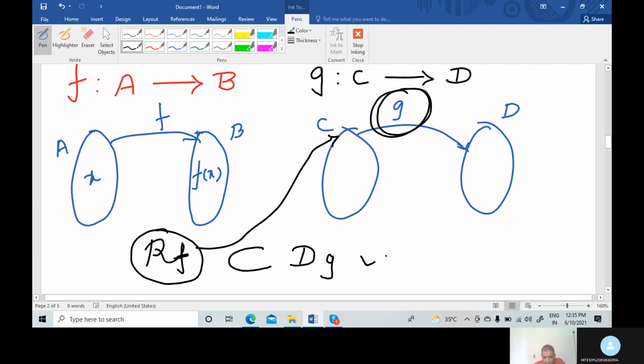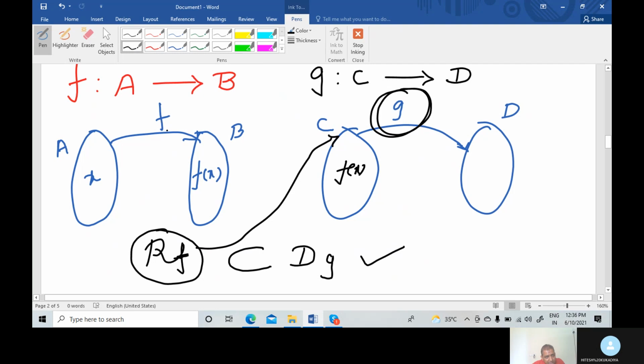This is the most important condition. If the range of f is a subset of the domain of g, that means all the values of the range of f are included in the domain of g. So you can put here f(x), right?